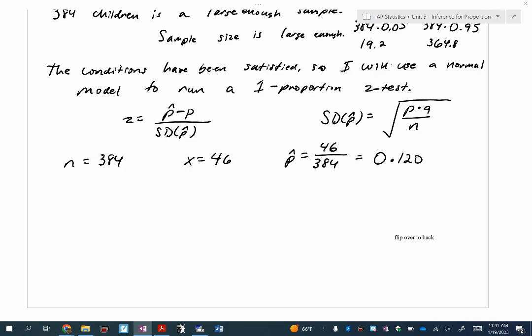All right, so now I'm going to take my specific statistics from this study, put it into the formula, and then go to the calculator to find the z-score. And then also don't forget you have to find the p-value.